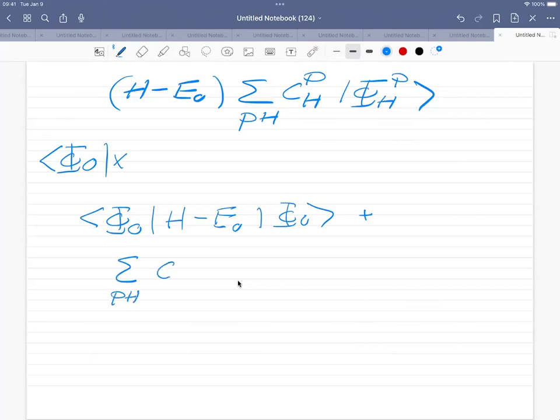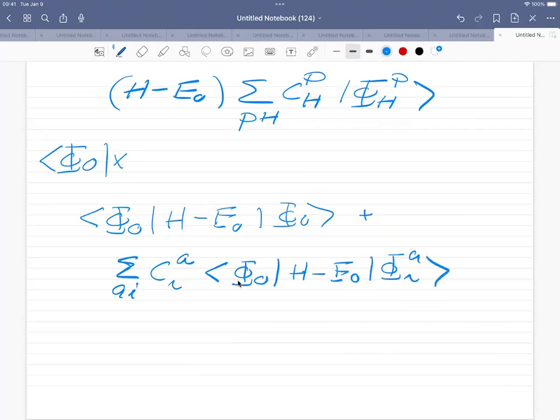And now I can actually rewrite this in terms of a one particle, one hole excitation. So now I'm going to be specific. So I have an AI, there's a coefficient CIA, and now I have a phi 0 multiplied with H minus E0, and then I have a phi of IA. We've seen that before, right?